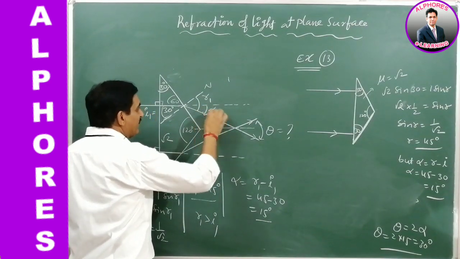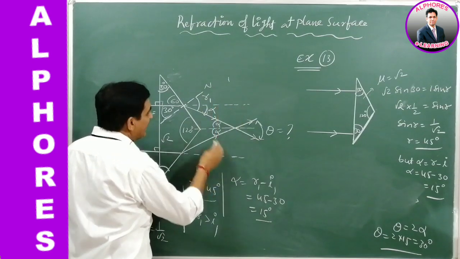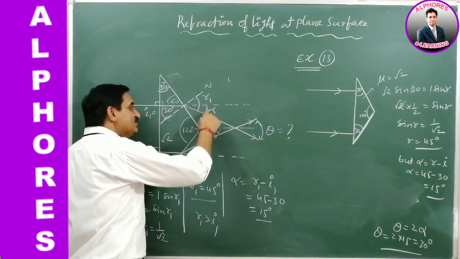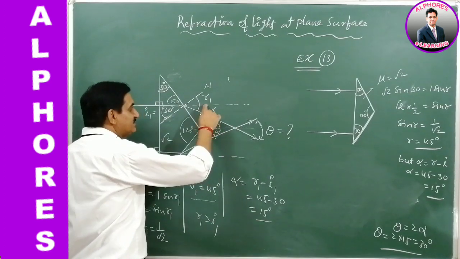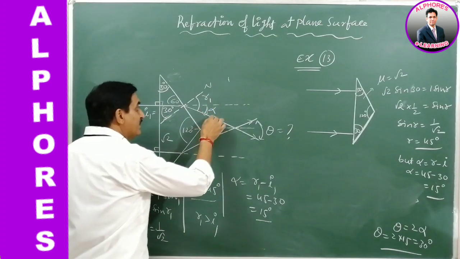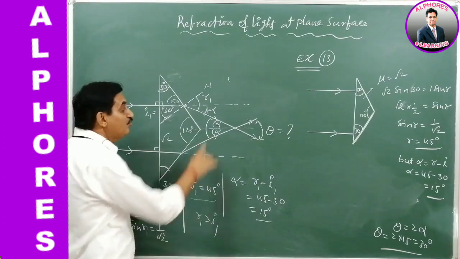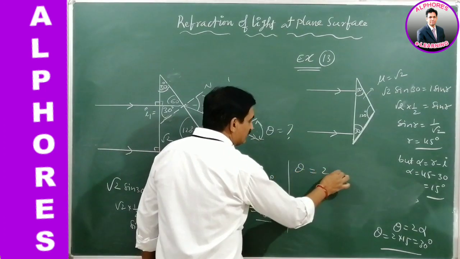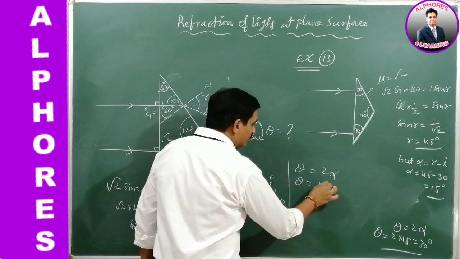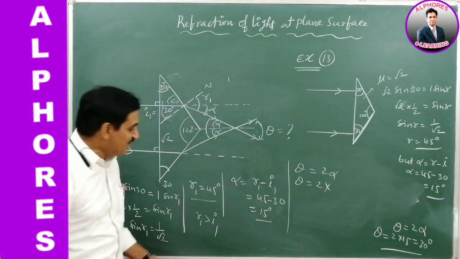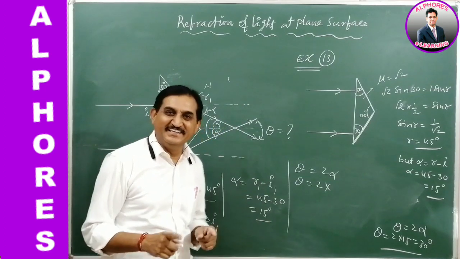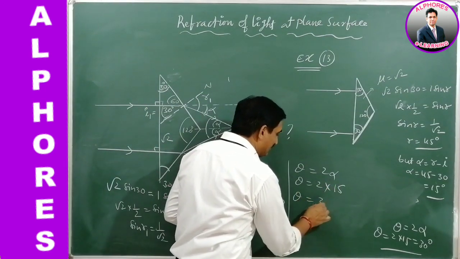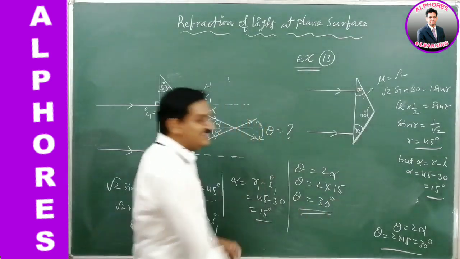So this is alpha, alternate angles. These two are parallel lines and this is the transverse line, so these two are alternate angles. This is alpha, this is also alpha. Now what is this angle? 2 alpha. 2 alpha is equal to theta. Therefore theta is equal to 2 alpha. Alpha is calculated as 15 degree. Therefore substituting 15 degree, theta is equal to 30 degree. This is your answer.